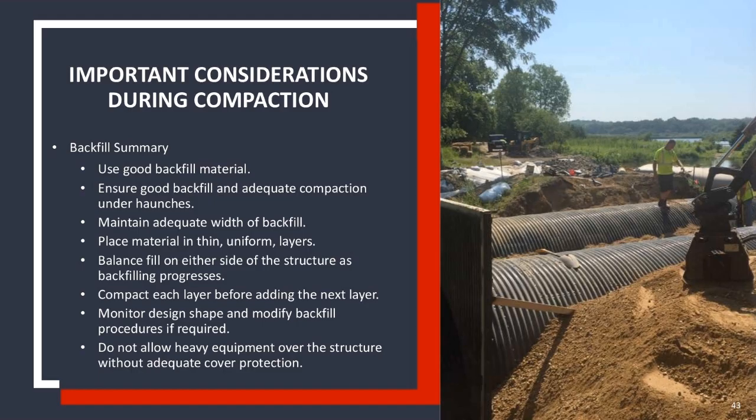Place your material in thin, uniform layers and balance those layers as you proceed down the pipe. Compact each layer before adding the next layer, and then monitor the design shape and modify as needed. And then again, don't allow heavy equipment over the structure without adequate cover. Like I mentioned before, when a contractor can't see it, that's where you can really get in trouble. So you want to make sure that they're aware of that up front.